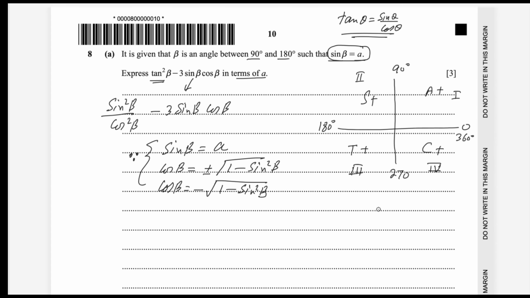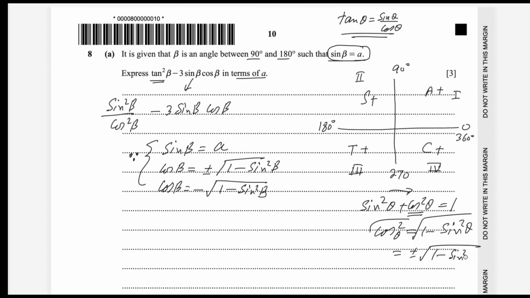Why am I writing plus minus here? Because there is a very famous formula. We can derive the formula for sine square and cosine square from it: sine square theta plus cosine square theta equals 1. If you want to find the value of cosine square theta, we move this term to the right side. So cosine square theta equals 1 minus sine square theta, and if you take the square root, we get plus minus. So cosine theta is plus minus the square root of 1 minus sine square theta. That's why I'm using plus minus.